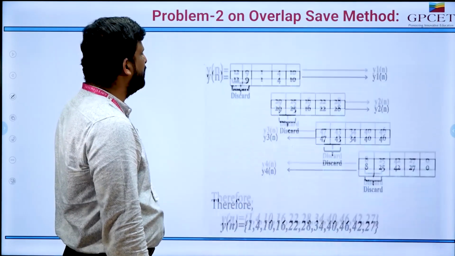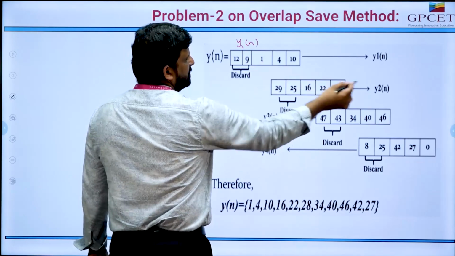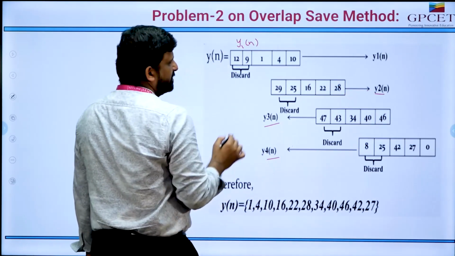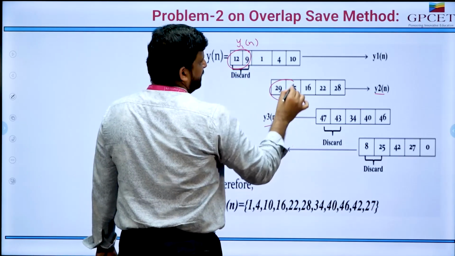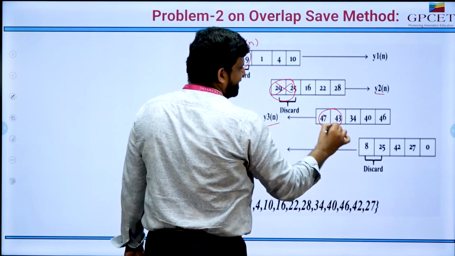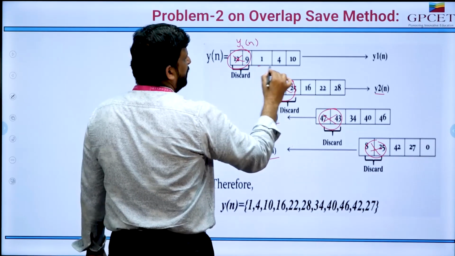So after getting the 4 sequences, see here, this is the y1 of n sequence, and this is the y2 of n sequence, y3 of n sequence, and y4 of n sequence. I told you m-1 samples are discarded in each sequence. That is 3 minus 1, 2 samples in each sequence are discarded. So after discarding, the remaining samples are written: 1, 4, 10.